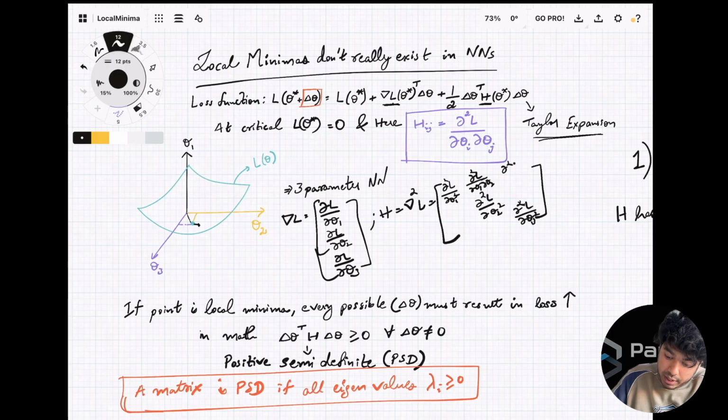And these are all partial derivatives, by the way. So that's something which we really need to keep in mind, right? d theta 1 and d theta 3. And you get the idea, right?